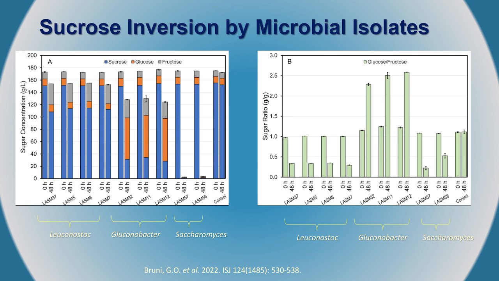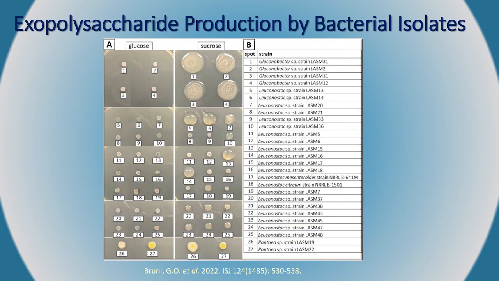And on the other hand, if we look at the Gluconobacter strains, the amount of glucose is much higher than fructose, meaning that these ratios dramatically increase over 2-fold. And this is consistent with what's in the literature about this organism producing levan fructans. All right, so next I just wanted to show you some qualitative analysis that we've done on exopolysaccharide production by some of these bacterial isolates.